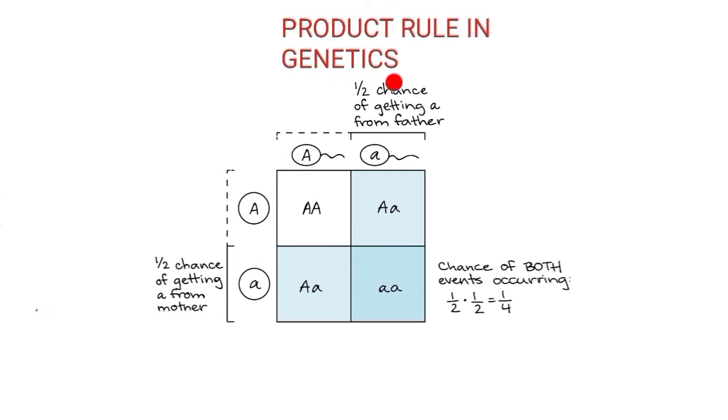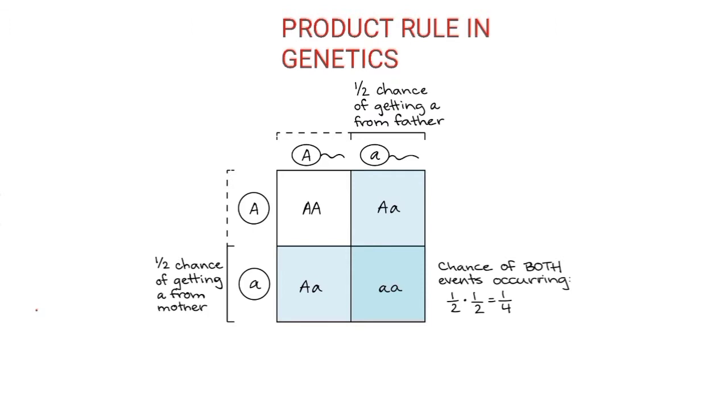Product rule in genetics. Product rule is very useful in genetics. We can use the product rule to predict frequencies of fertilization events. For instance, consider a cross between two heterozygous Aa individuals. What are the odds of getting an aa individual? The only way to get an aa individual is if the mother contributes an a gamete and the father contributes an a gamete.